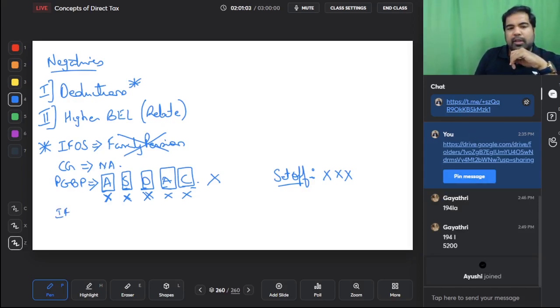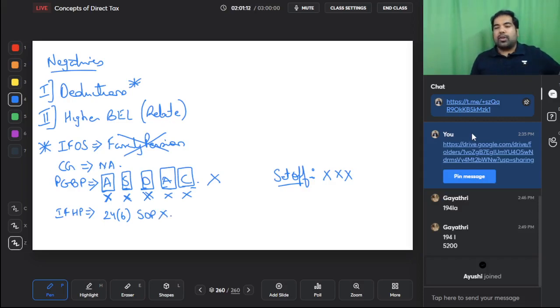Next, income from house property. You will not get the 24B interest deduction, only for SOPs. You will not get this. So SOPs anyways you don't offer anything to the government, so they will not give you this 24B deduction, and again the set off of that also you will not be able to get. You cannot carry it forward to the next year.